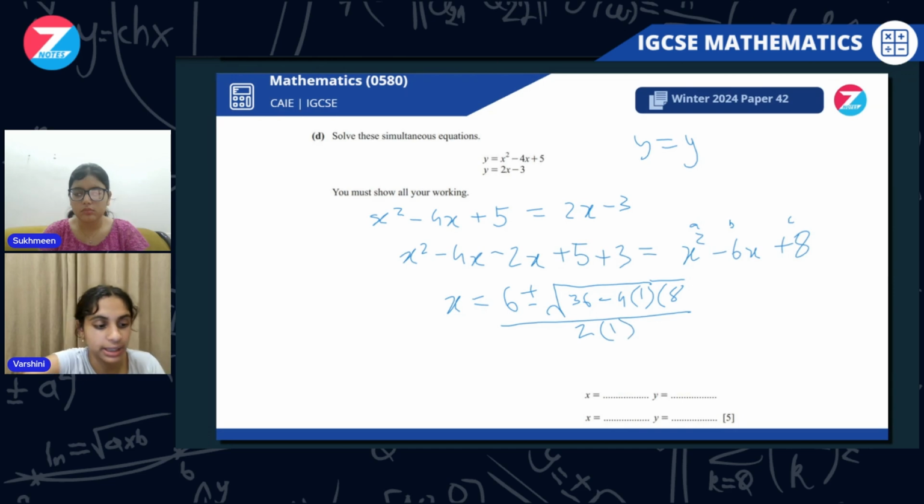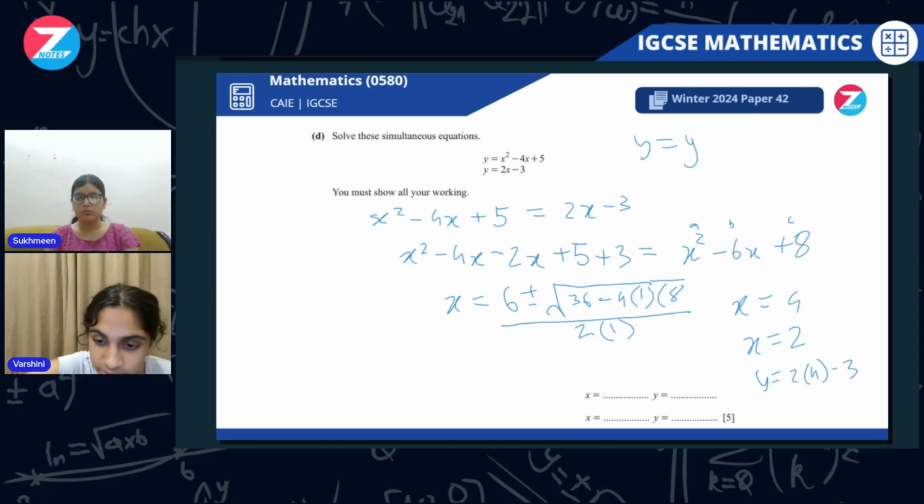So now that we've shown our working, we can directly again put it into our calculator, where the first term is 1, the second term is minus 6, and the third term is 8. So we're going to get x equals 4 and x equals 2. So now to get y, all we have to do is substitute it into either one of these equations. It can be this equation or this equation. This equation is much easier, of course. So we can just put it in here. And it'll be 2 into 4 minus 3. So y equals 2 into 4 minus 3, which is 5.